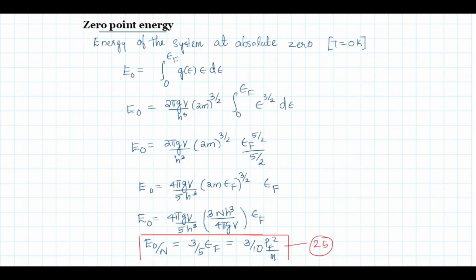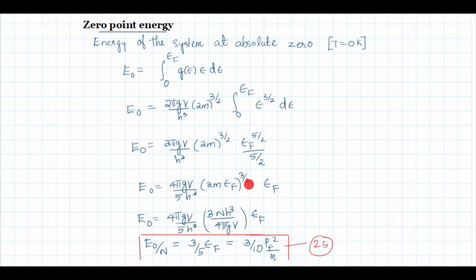Now we will consider another important aspect of a Fermi system, zero point energy. This is nothing but the energy of the system at absolute zero, that is at T equal to 0 Kelvin. I will define that energy as E0, and that is the total energy of particles up to Fermi energy. So integral 0 to EF of E times G(E) dE. So E0 equal to, substituting for the density of states, 2πGV by h cube (2m) raised to 3 by 2 integral 0 to EF E raised to 3 by 2 dE. If you integrate that, you will get E0 equal to 4πGV by 5h cube (2m) EF raised to 3 by 2 into EF.